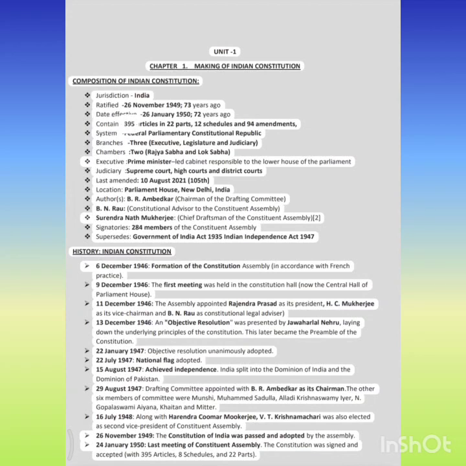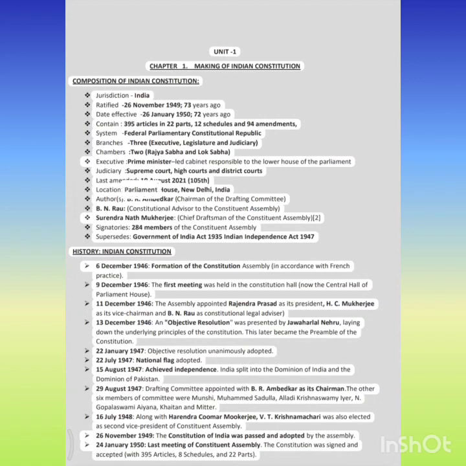Contains 395 articles in 22 parts, 12 schedules and 94 amendments. System: Federal Parliamentary Constitutional Republic. Branches: 3, Executive, Legislature and Judiciary. Chambers: 2, Rajya Sabha and Lok Sabha. Executive: Prime Minister-led cabinet responsible to the lower house of Parliament. Judiciary: Supreme Court, High Courts and District Courts. Last amended the 10th of August 2021, 105th.